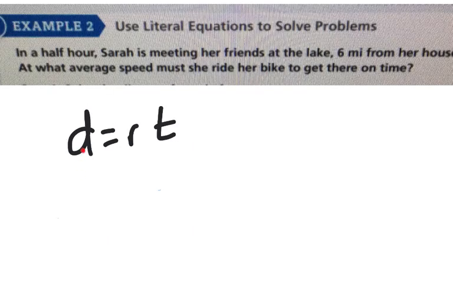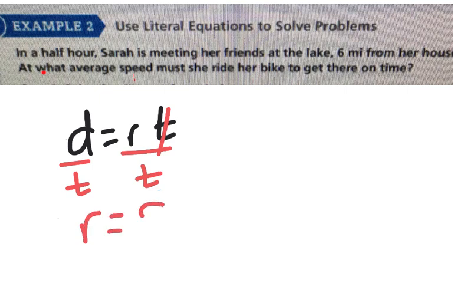So D is the distance we want to travel. R is the speed or the rate at which we're doing it. And T is the amount of time it's going to take. So what are we looking for? We're looking for the average speed. Which one of these variables represents speed? R. That's the rate of speed, the rate we are traveling. So if I'm trying to solve for R, that means I want R by itself. R is being multiplied by T, so I can undo that by dividing by T. That tells me R is equal to distance divided by time.